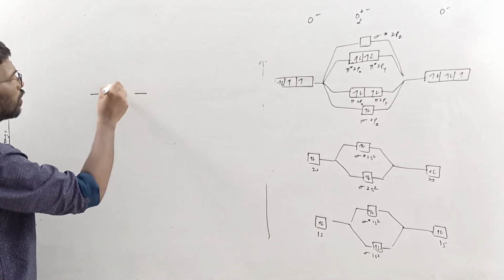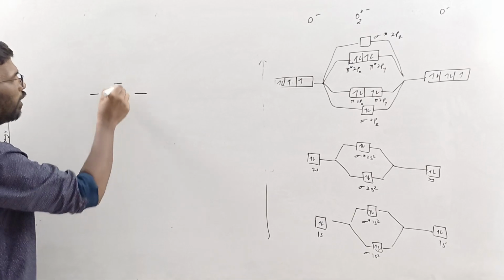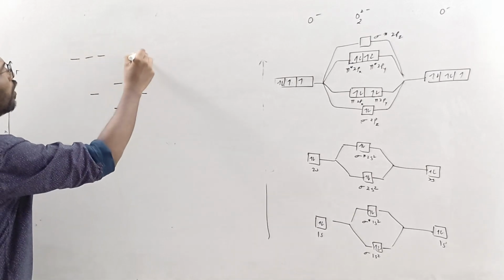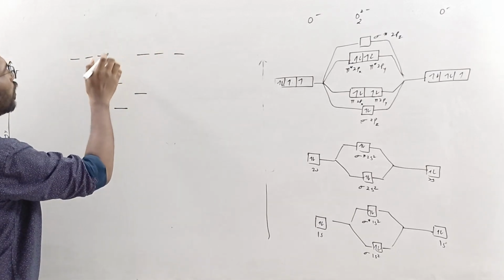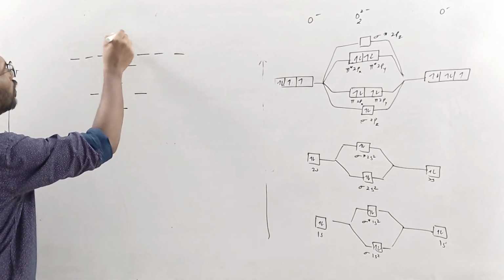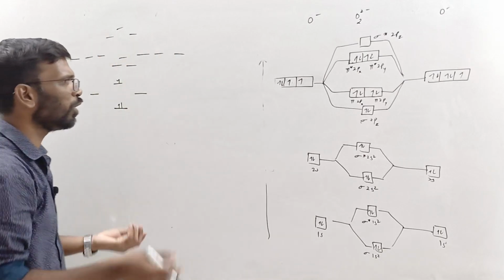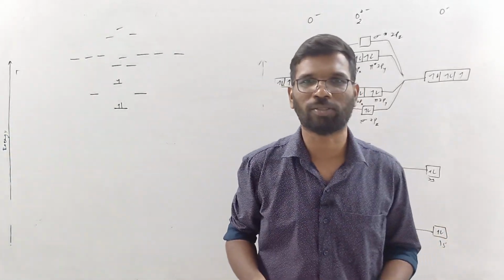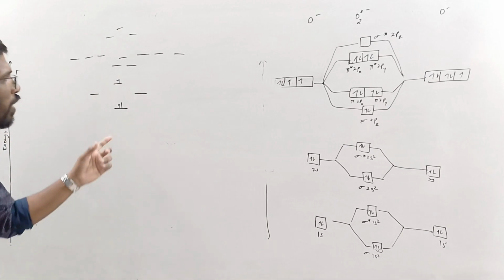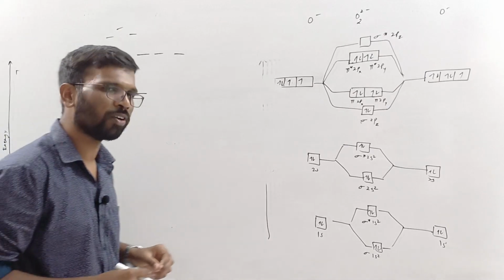This 1s, bonding, anti-bonding. For p, you can do this way, right? And then if it is more than 14, start putting electrons here. Finally, what you need to do is just count the electrons. Okay, we'll take different examples to understand the different concepts.